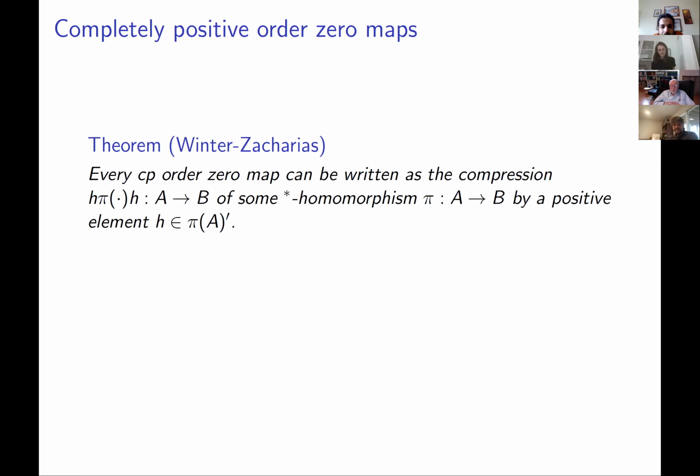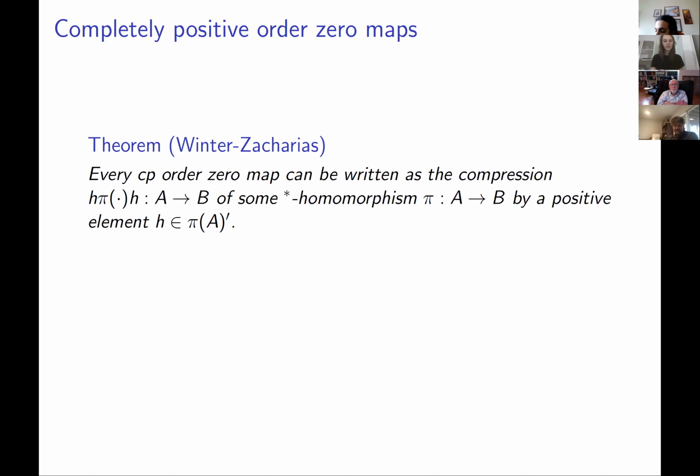But what's really remarkable is that Winter and Zacharias show that that's actually basically the only way that you can get a CP order 0 map. So this is an oversimplification of the structure theorem, although what I'm saying is still true, is that every CP order 0 map can be written as the compression of some star homomorphism by a positive element that commutes with the image of the star homomorphism.